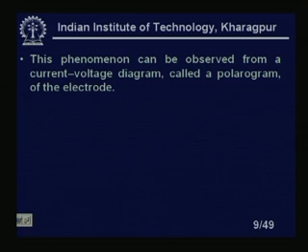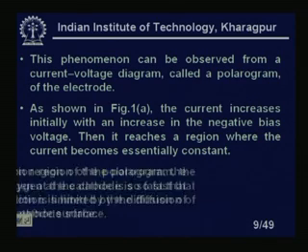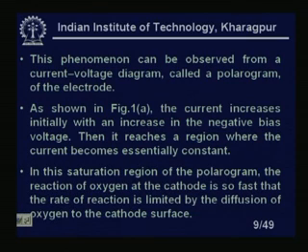This phenomenon can be observed from a current-voltage diagram called a polarogram of the electrode. This is called the polarogram. We will see the polarogram very soon. As shown in figure 1a, the current increases initially with an increase in negative bias. Then it reaches a region where the current becomes essentially constant. It will be very clear from the next slide. In this saturation region, or the plateau region of the polarogram, the reaction of the oxygen at the cathode is so fast that the rate of reaction is limited by the diffusion of the oxygen to the cathode surface.